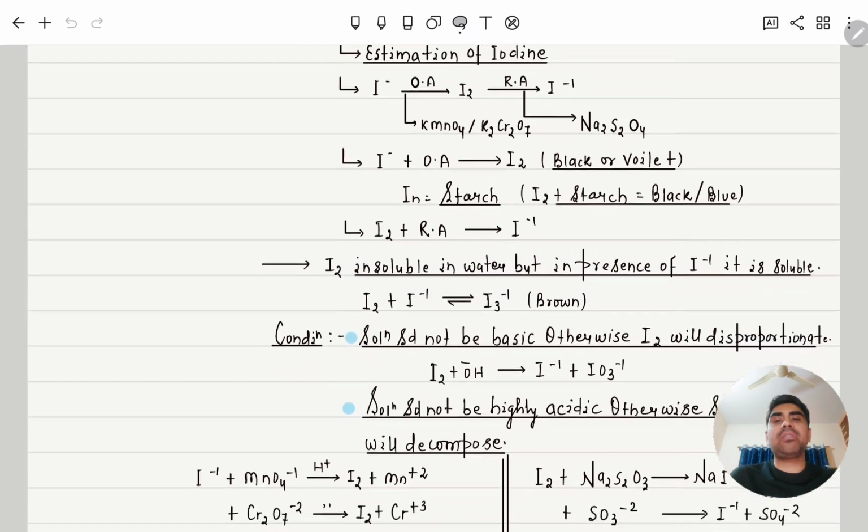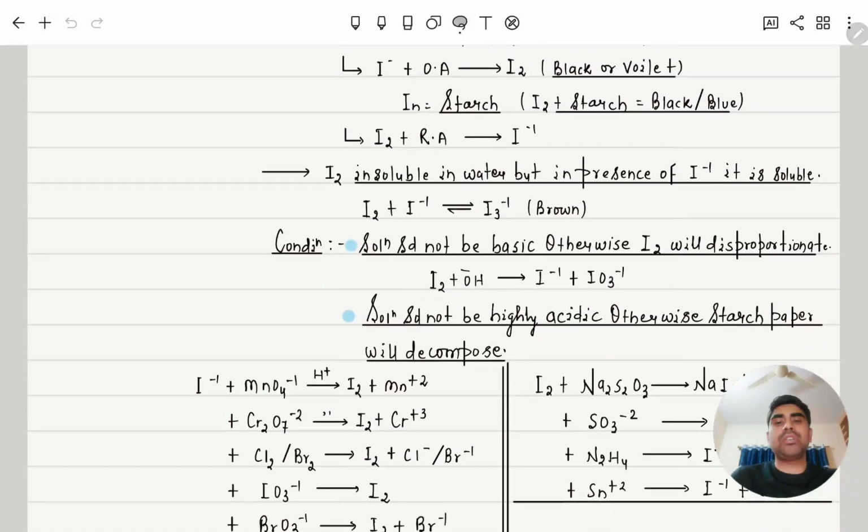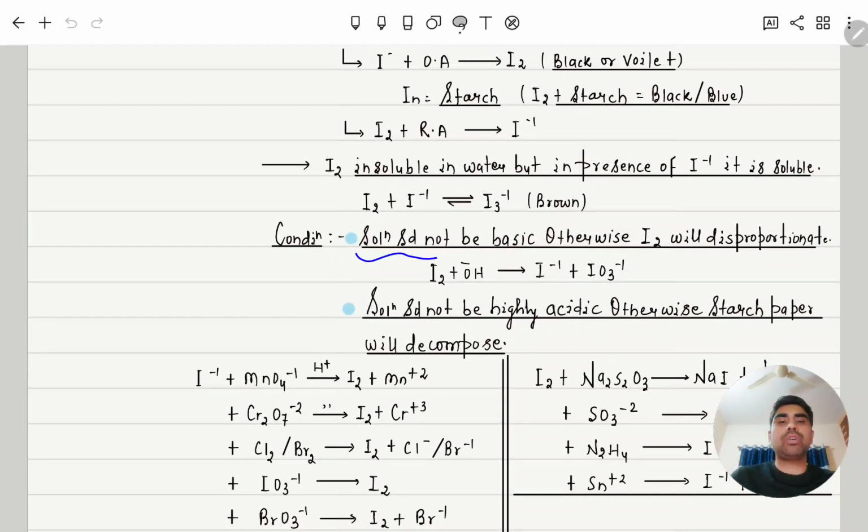But for this titration, we need to keep two conditions in mind. The solution should not be basic, otherwise in basic medium, dilute and cold, I2 will go to I minus and I plus. If it is hot and concentrated, I2 will go to I minus and I plus 5, right? So the solution should not be basic, and it should not be too acidic either. Otherwise the starch, which we use as an indicator in the first step, will decompose.